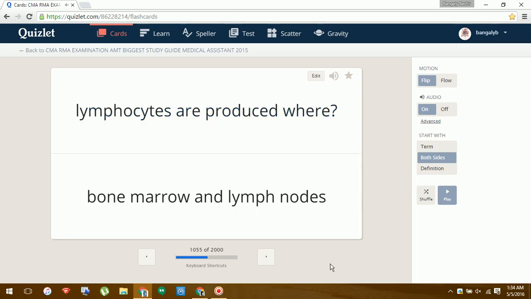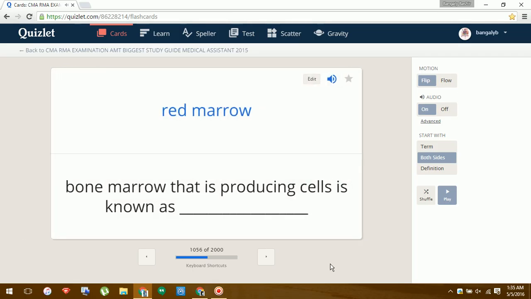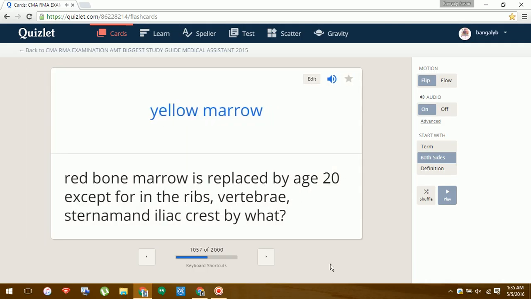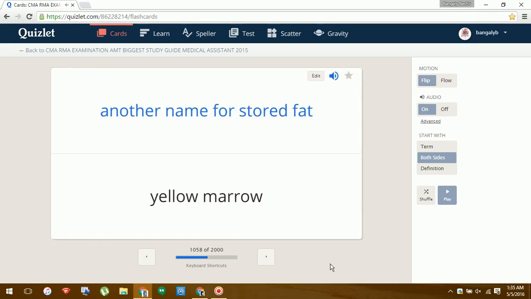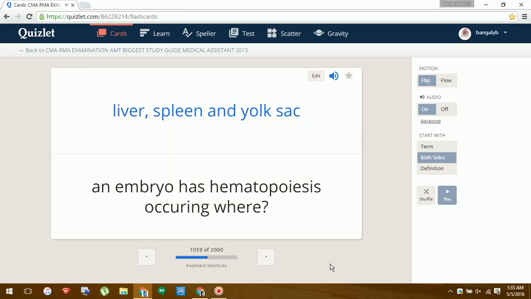Lymphocytes are produced where? Bone marrow and lymph nodes. Red marrow. Bone marrow that is producing cells is known as blank. Yellow marrow. Red bone marrow is replaced by age 20 except for in the ribs, vertebrae, sternum and iliac crest by what? Another name for stored fat. Yellow marrow. Liver, spleen and yolk sac. An embryo has hematopoiesis occurring where?